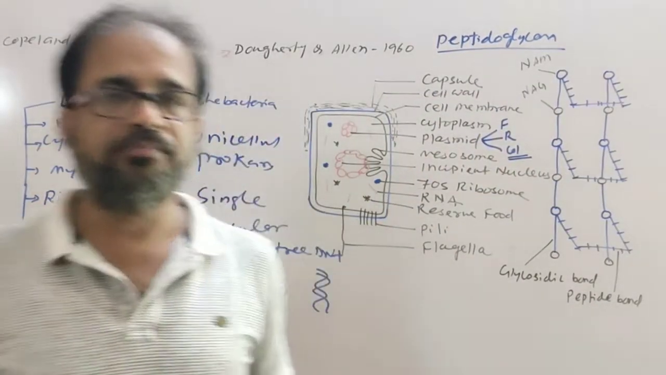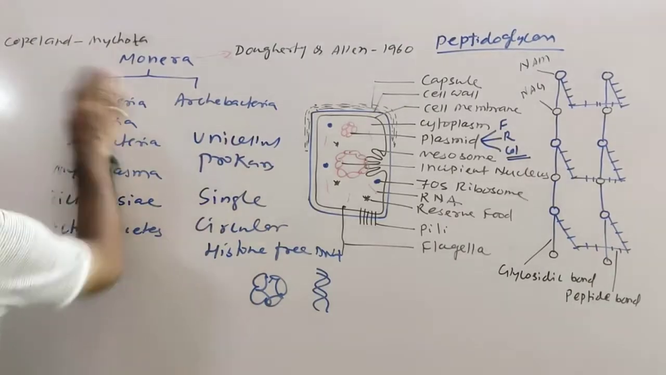Colicin plasmid produces colicinogen having some antibiotic properties.